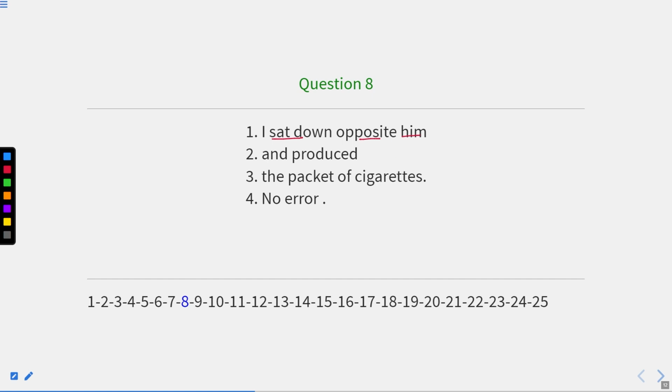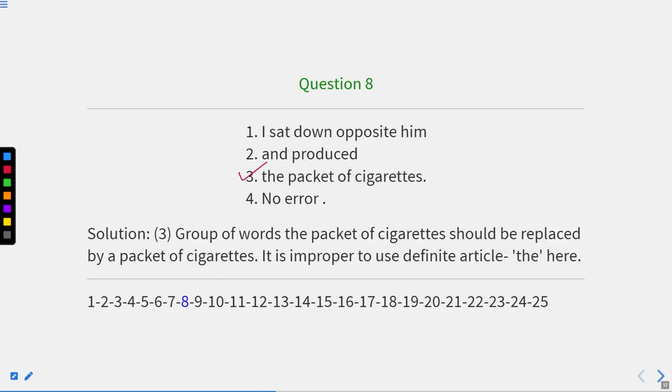I sat down opposite him and produced the packet of cigarettes. Okay, now here the error will be in part 3. That is the packet of cigarettes. Why so? Because this the is incorrect over here. We are not talking about only a single packet or a particular packet. We can say any number of packets.